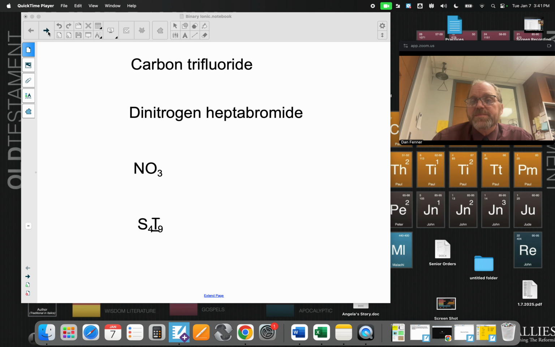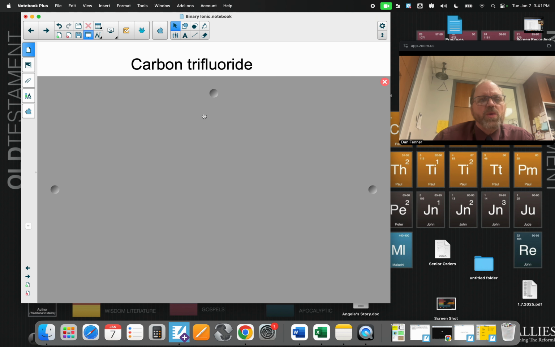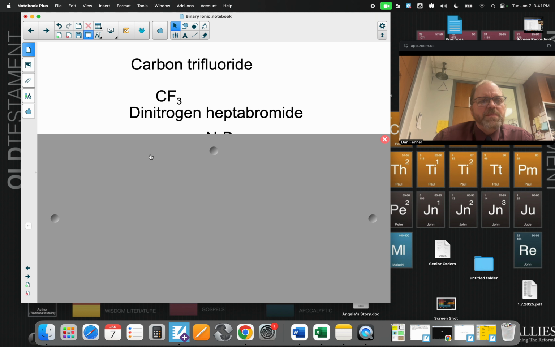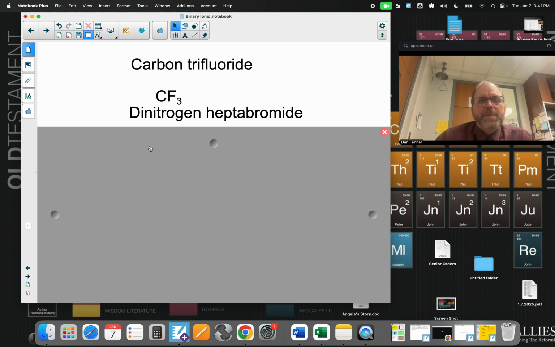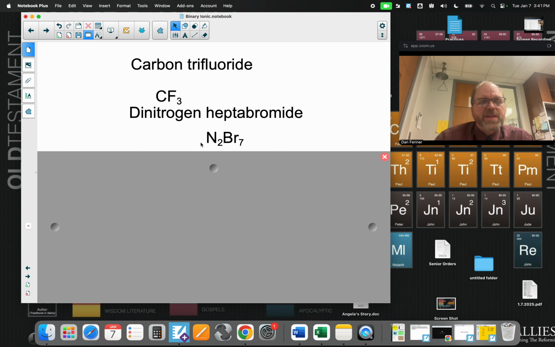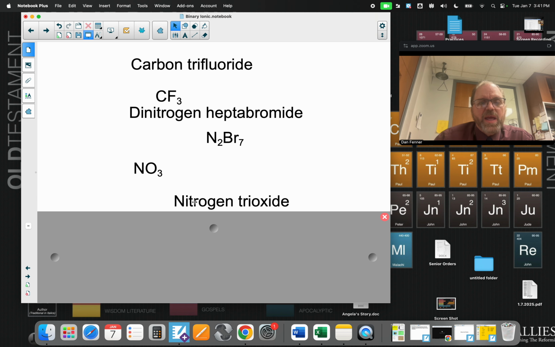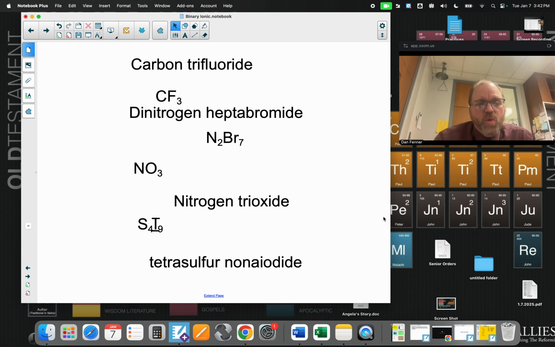All right, here we go. So the first one, carbon trichloride, CF3. Next one, dinitrogen heptabromide, N2, nitrogen, di for 2, hepta for 7, bromide, bromine, Br7. NO3 would be nitrogen trioxide, tri because it's 3. And then the last one there, S4I9 is tetrasulfur, known as iodide.